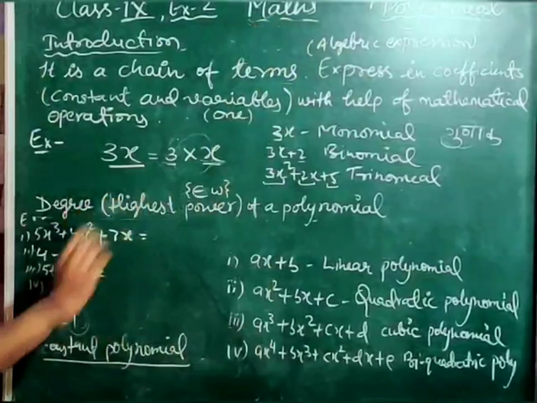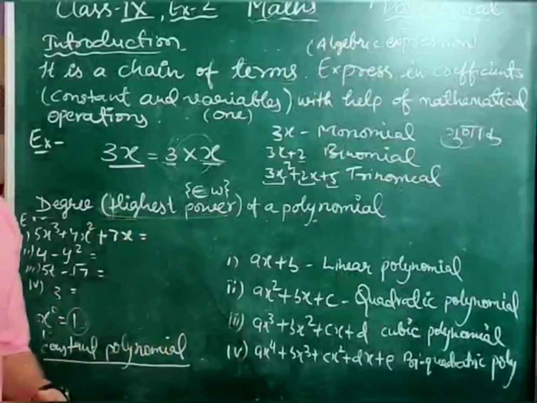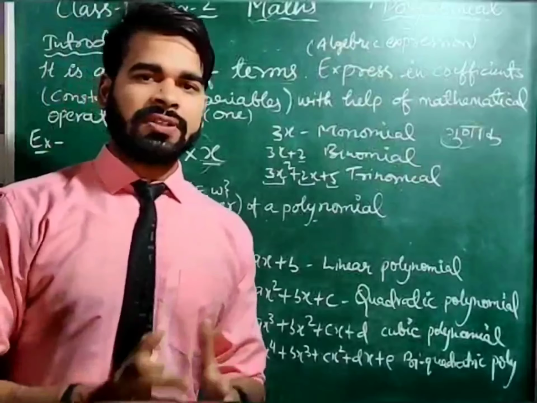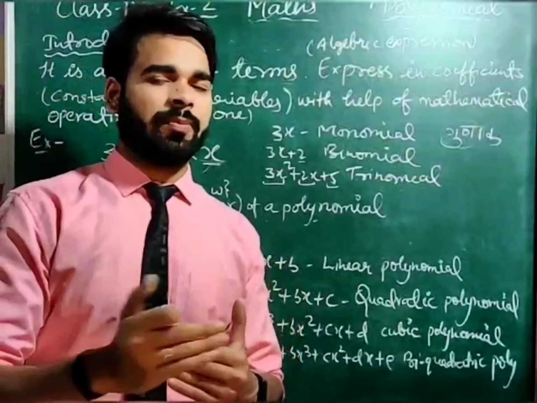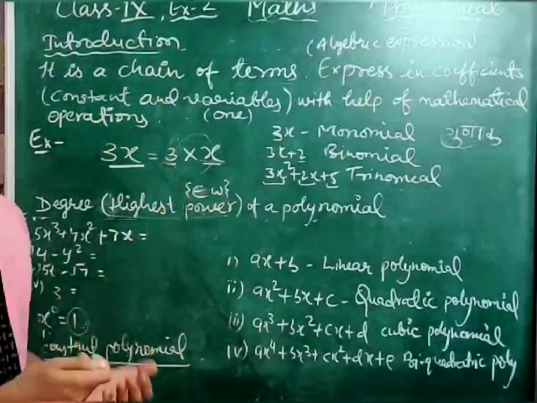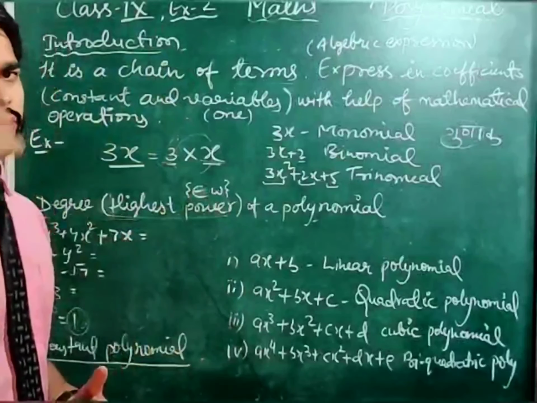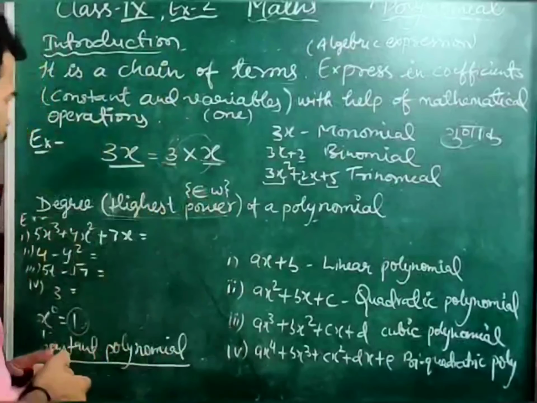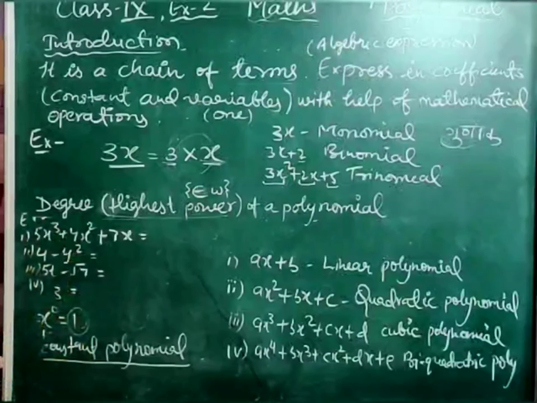Now, degree of polynomial. The degree of a polynomial is the highest power. If a polynomial is given, you will say the highest power on the variable is the degree of the polynomial. The power belongs to the whole numbers. Whole numbers mean starting from 0, and then 1, 2, 3, 4, 5, and so on. By taking some examples, you can understand it.